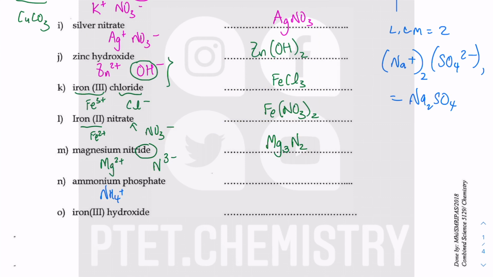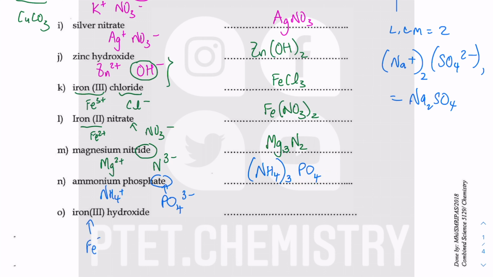NH4+ for ammonium. Phosphate with the ATE. So be very careful with the ATE. Is PO4 3-. So what you're gonna get is NH4 in a bracket, because I need 3 of these to balance out the 3- charge. So the whole lot has got 3, and I just have one lot of the PO4 3-. Without a bracket is one whole lot.